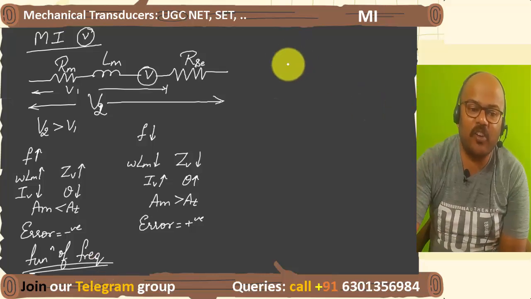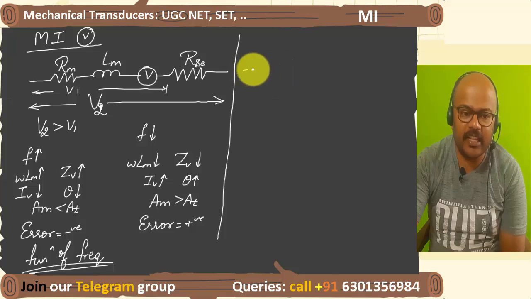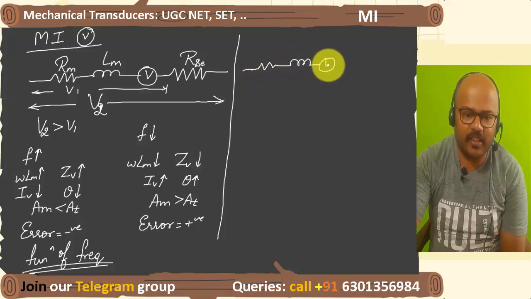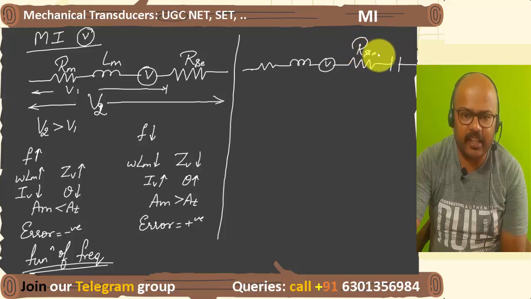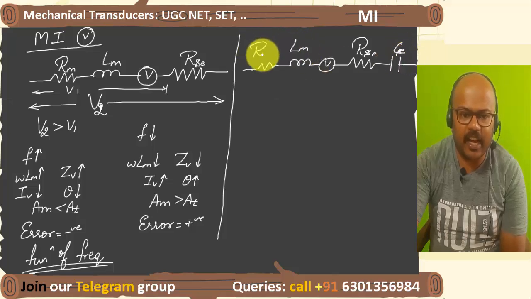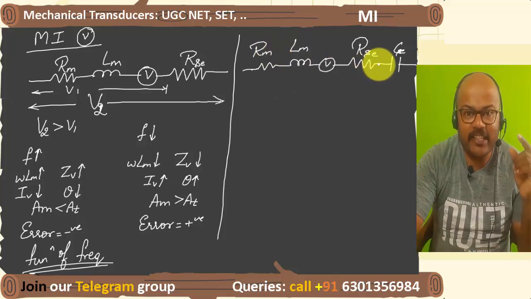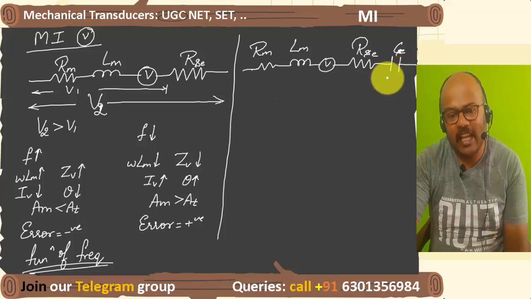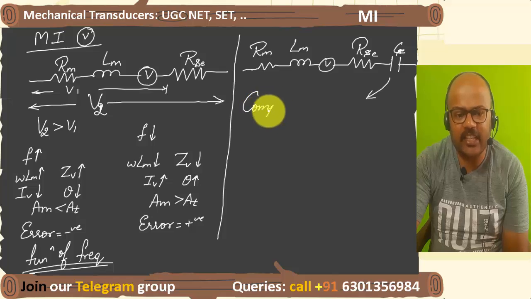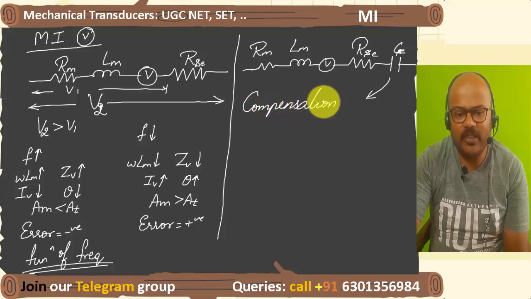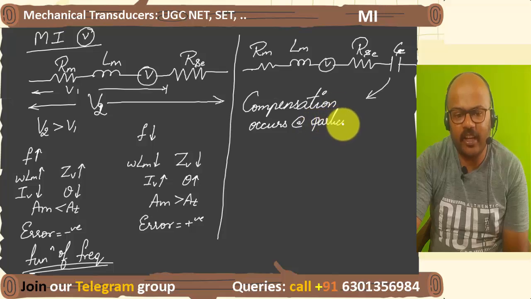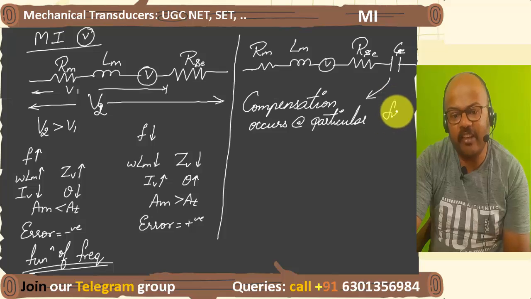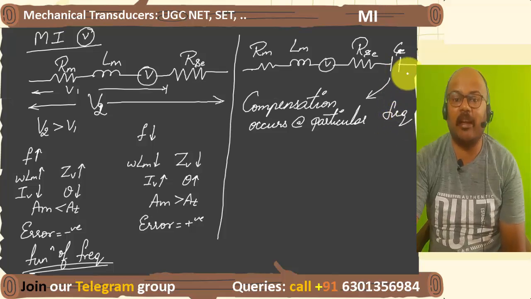In order to reduce it, what are you going to do? Suppose you have connected something like this. This is RSE, this is CSE. This is Lm, this is Rm. Now, whatever the changes in the frequency, you are compensated with the help of capacitance. But this compensation is valid at a particular frequency only. For every frequency variation, you have to change the capacitor. Variable capacitors you have to use.